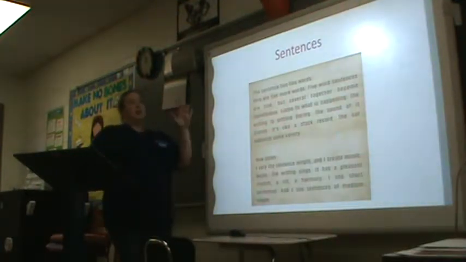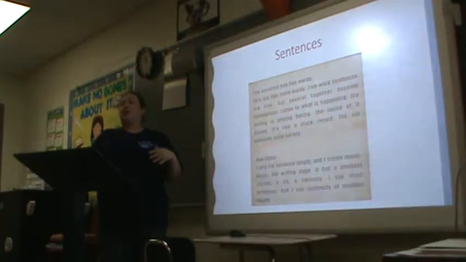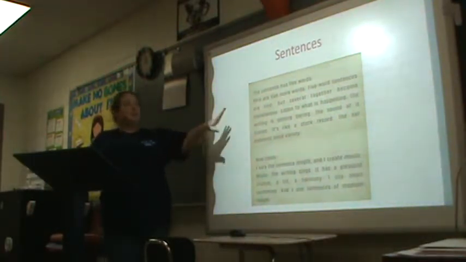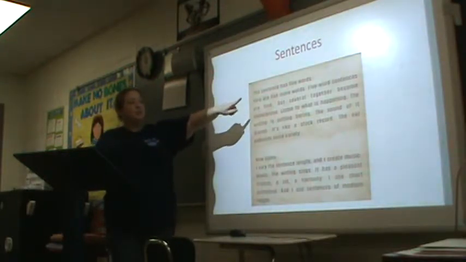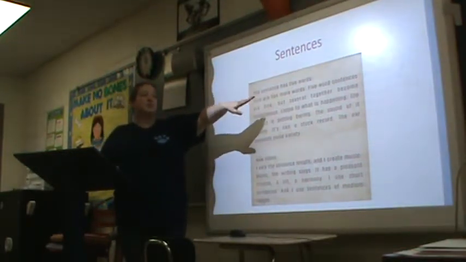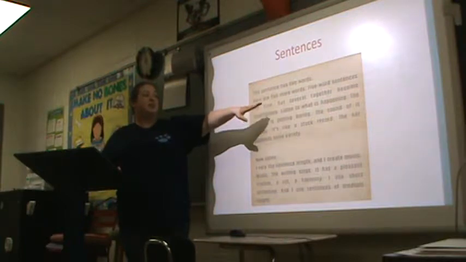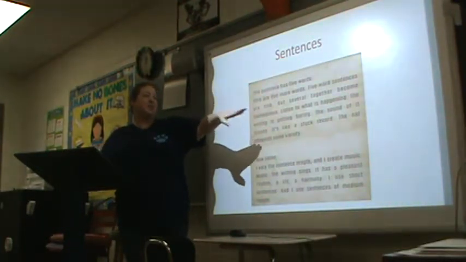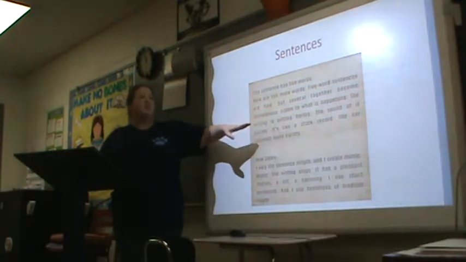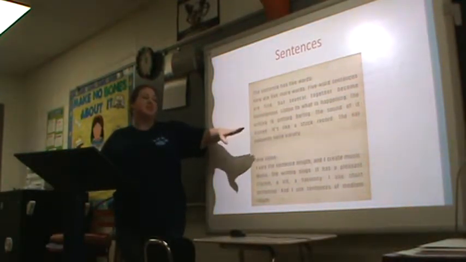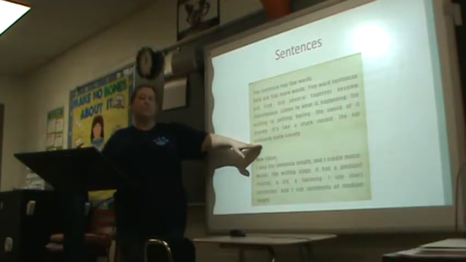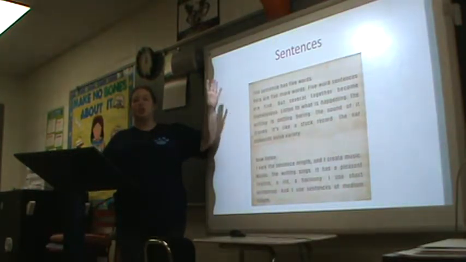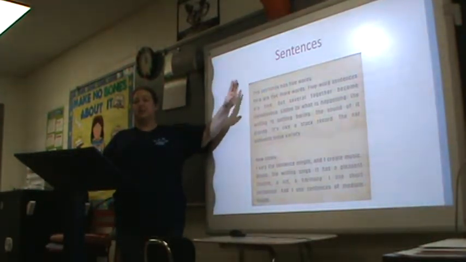Okay, and this is where I was talking about sentences. Instead of see Spot run, this is Spot, the cat, you know. So this sentence has 5 words. Here are 5 more words. 5-word sentences are fine, but several together become monotonous. Listen to what is happening. The writing is getting boring. The sound of it drones. It's like a stuck record. The ear demands variety.